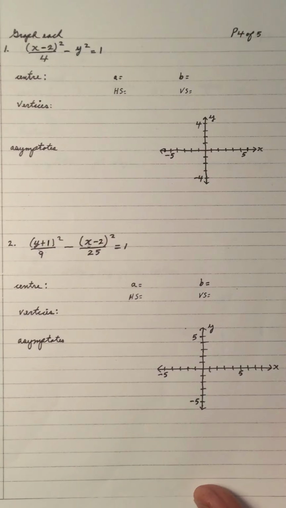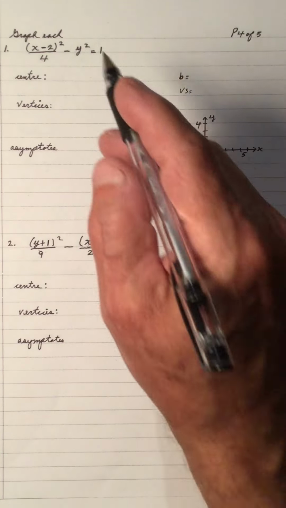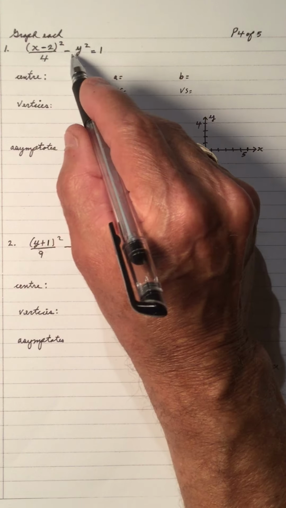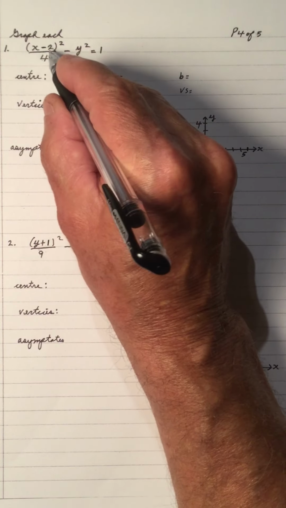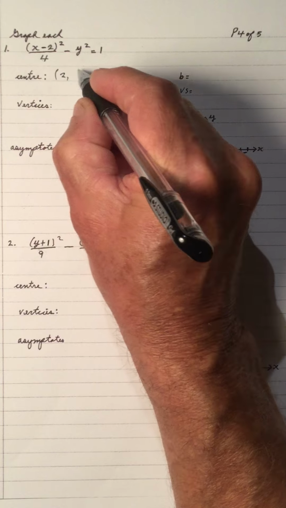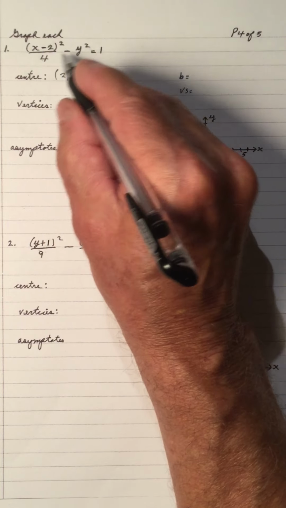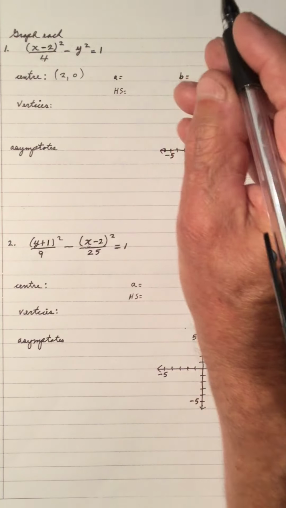Okay, let's do a couple more just for a bit of practice so we make sure we know what we're doing. Graph. So I have this equation. Notice the x is positive and the y is negative. So the center, the opposite of -2 is 2. Notice there's no value for the y, so it's 0. This is the transformational form with the center.